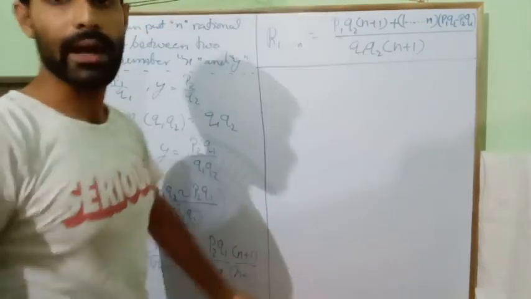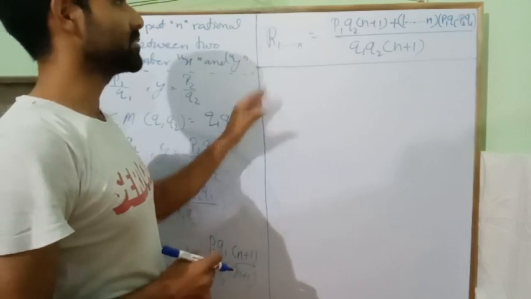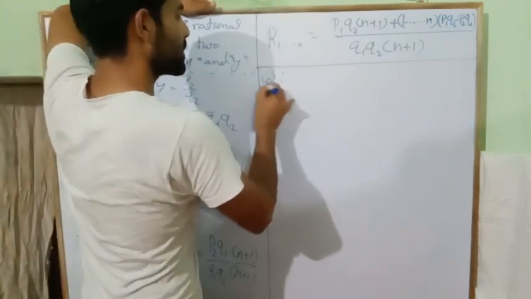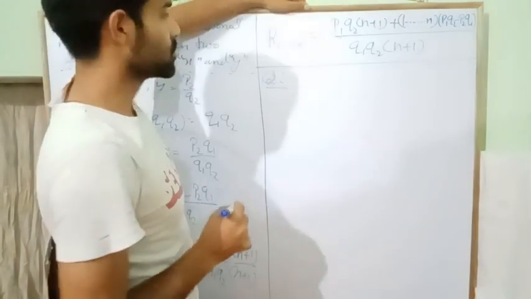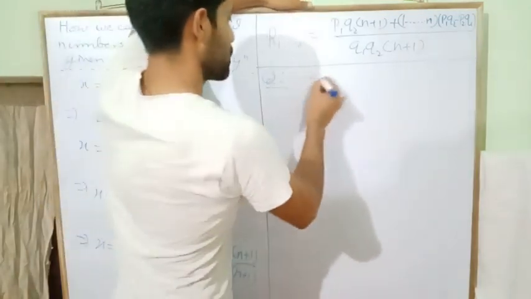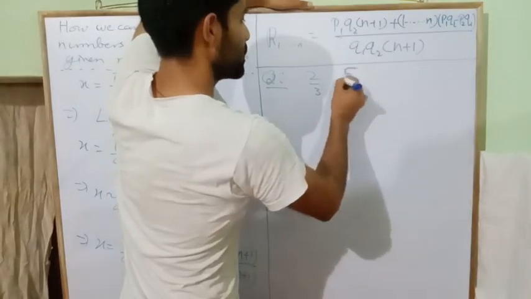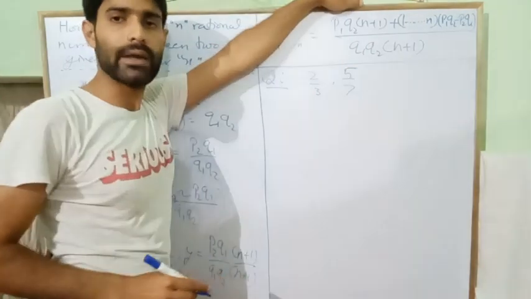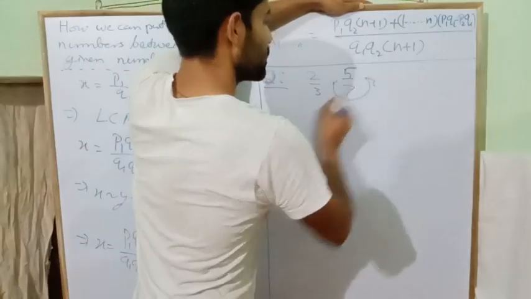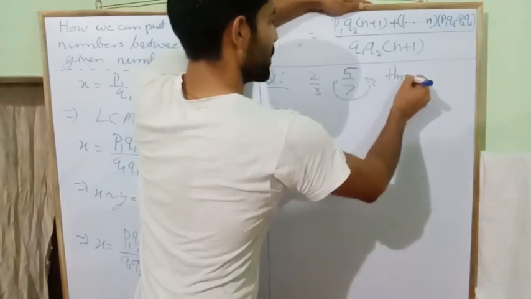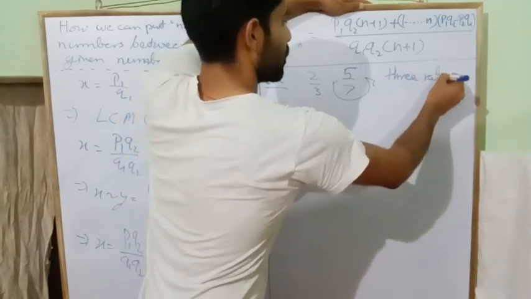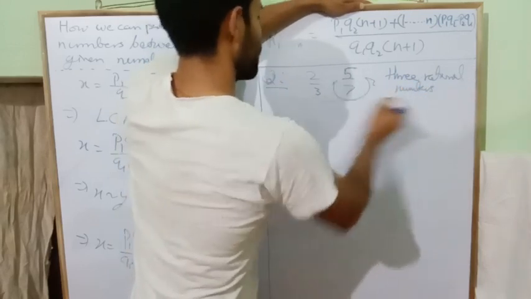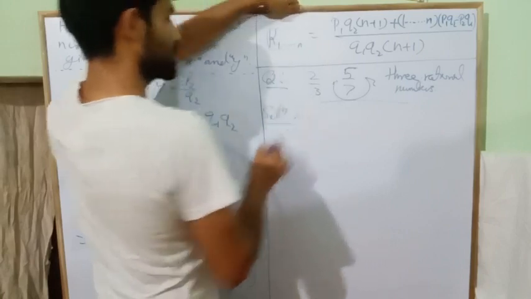Now we will apply this formula on an example. Let us consider a question: 2 by 3 and 5 by 7 are two rational numbers. We have to introduce three rational numbers between them. Now, how can we solve this?